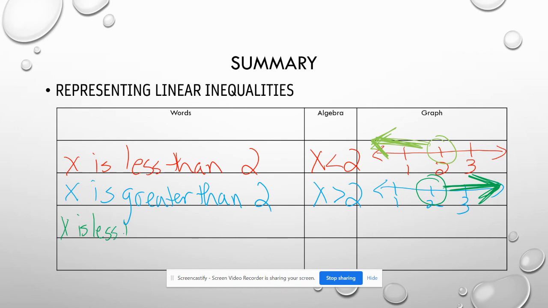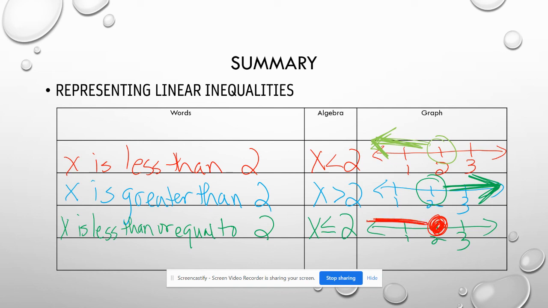X is less than or equal to 2. The algebra looks like this. And on our number line, we have now a closed circle at 2 because it's equal to. And then we're going to negative infinity on the left.